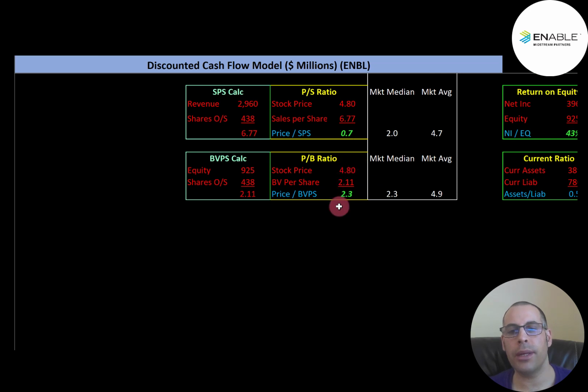Price to book is also really good. The median in the market is 2.3, the average is 4.9. Price to book is stock price over book value per share. To calculate book value per share, that's equity over shares outstanding. I like to see below 3.5, they're at 2.3, so investors are paying $2.30 for $1 of book value. Equity is total assets minus total liabilities on a balance sheet.